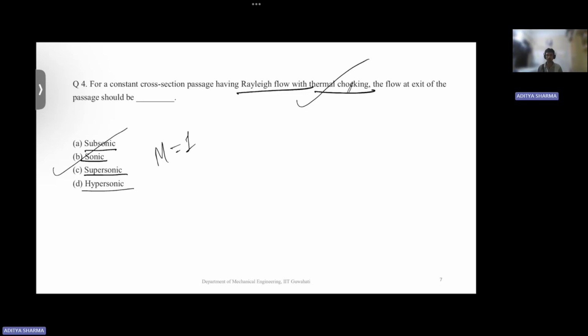Rayleigh flow was introduced in your lecture number 24 to analyze the afterburners. So what will be the impact of this heat at the exit of the nozzle? This increased heat addition to an afterburner, how will this affect your fluid flow? So for that, this Rayleigh flow was introduced.